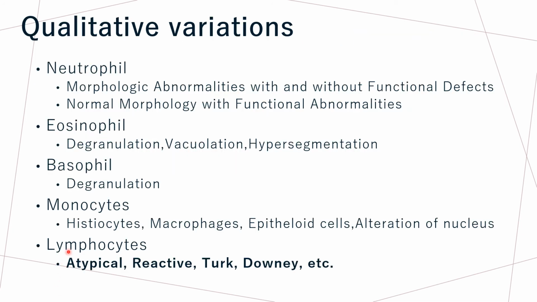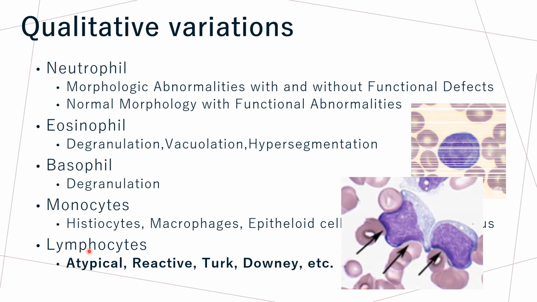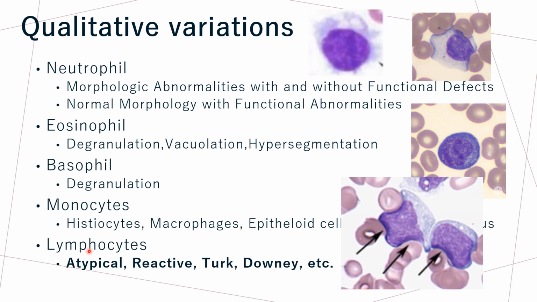And lastly, we have the qualitative variation for lymphocytes. Over the years, reactive morphologic changes in lymphocytes have been described using various terms. This includes reactive, Turk, Downey, and so on. Among all of the different terms, atypical is commonly used.